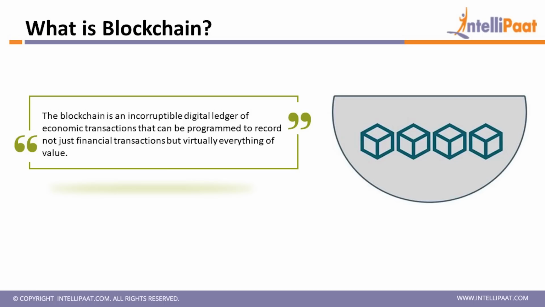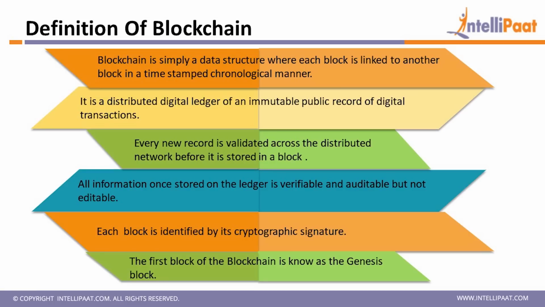So your blockchain network is not really limited to financial transactions such as Bitcoin or maybe other cryptocurrencies. In broader terms, blockchain is simply a data structure where each block is linked to another block in a time-stamped chronological manner. Each block has its timestamp of creation and the transactions that constitute this block. These blocks are stored in a chronological manner according to their creation time.